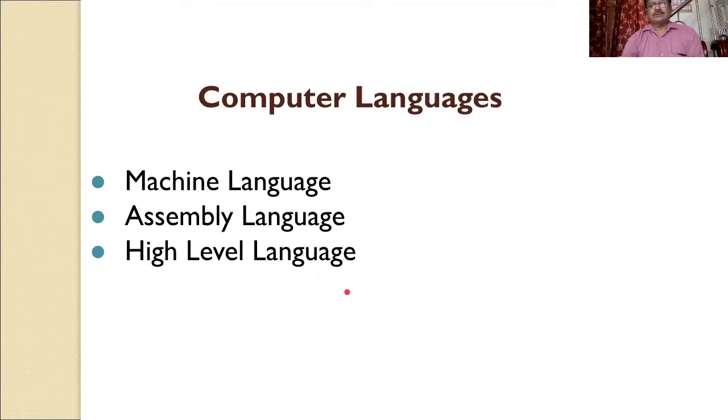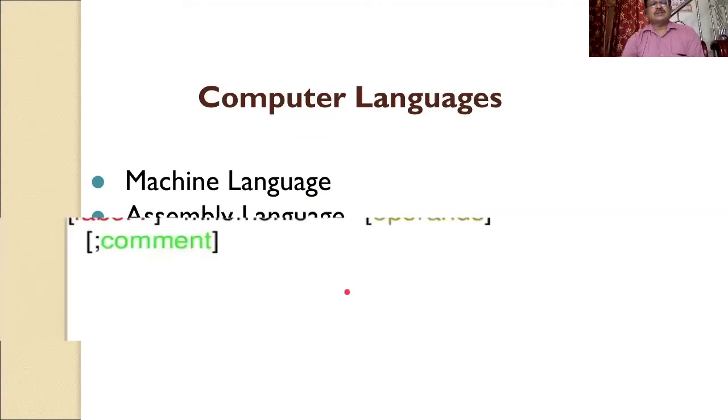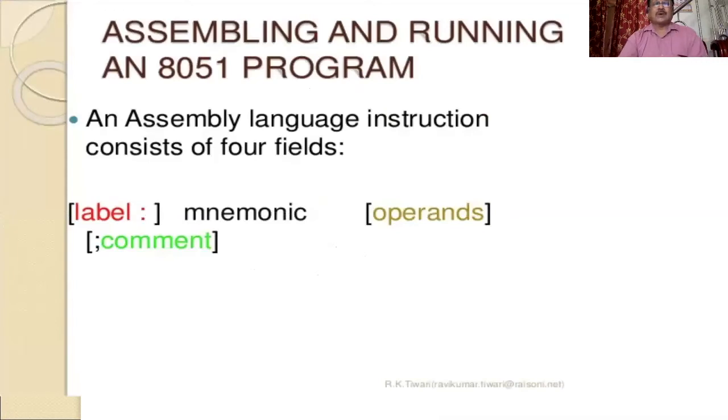Well, so let us see how to write the assembly language program. In the 8051 microcontroller, the format for the instruction consists of 4 fields: label, mnemonic, meaning the actual instruction, operands, meaning the data that is to be used in the instruction, and the last is the comment part. This is just for our understanding of what that instruction is going to do.